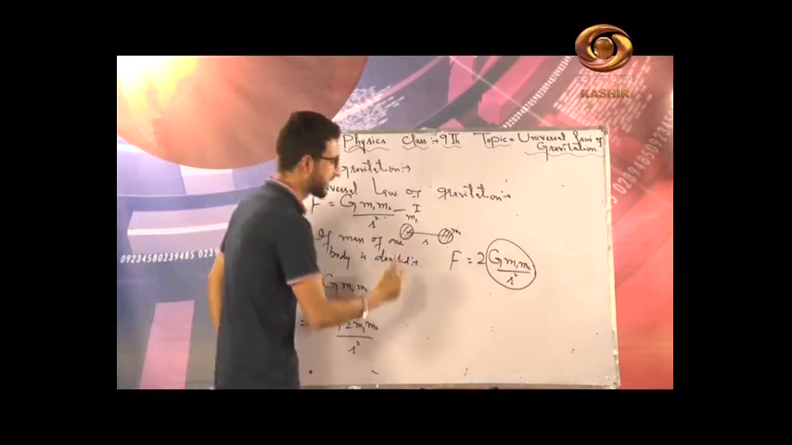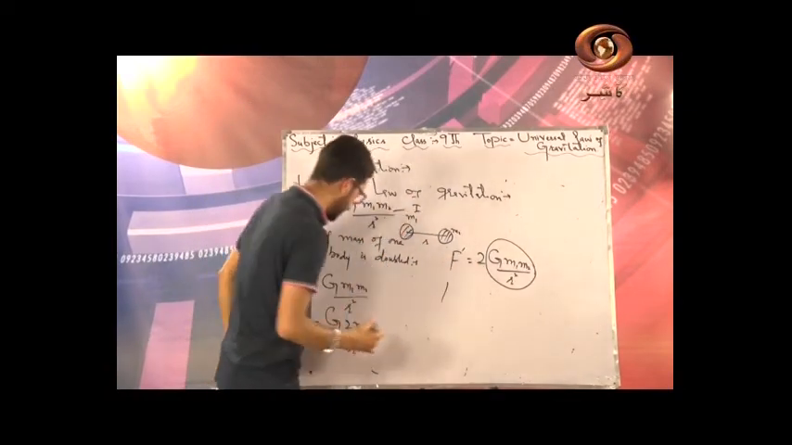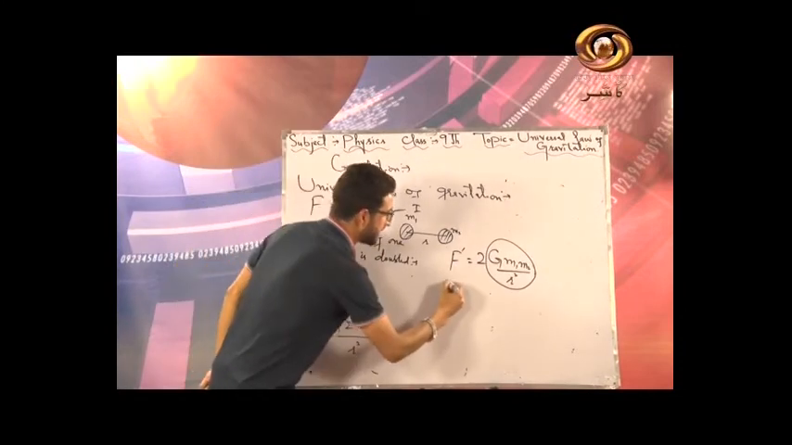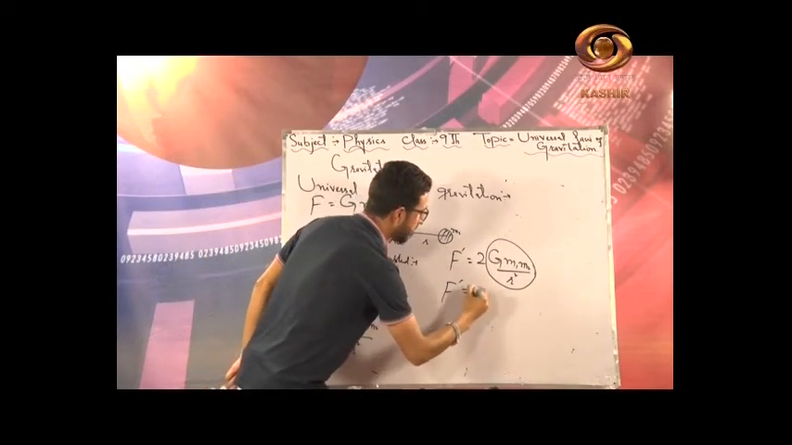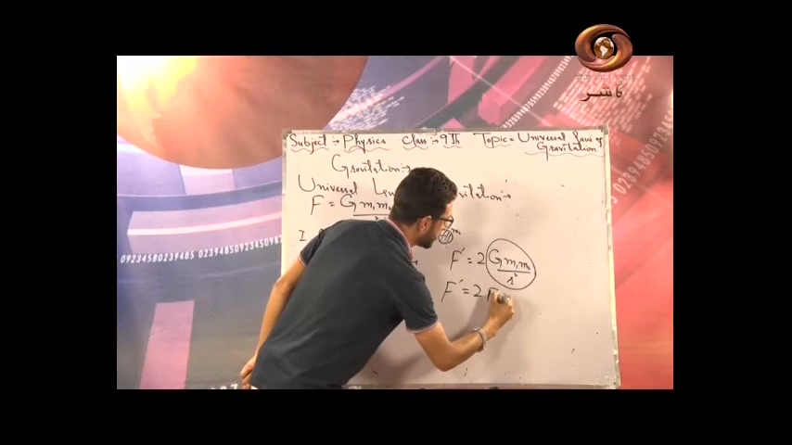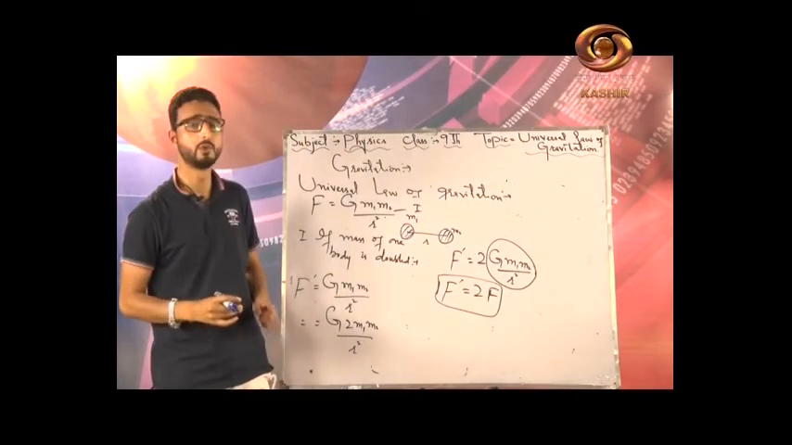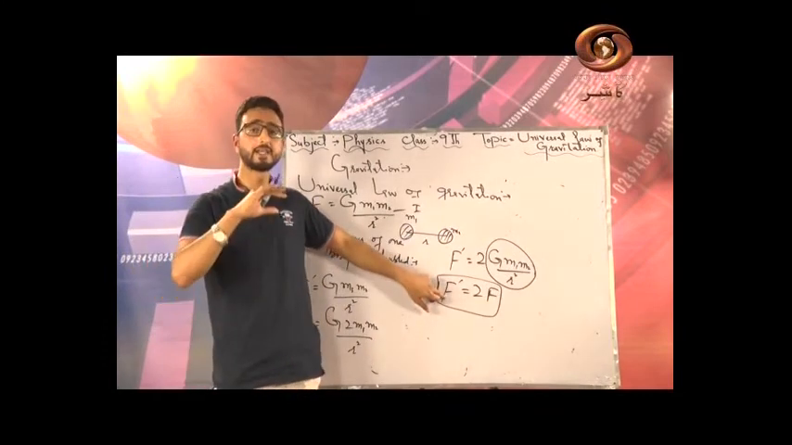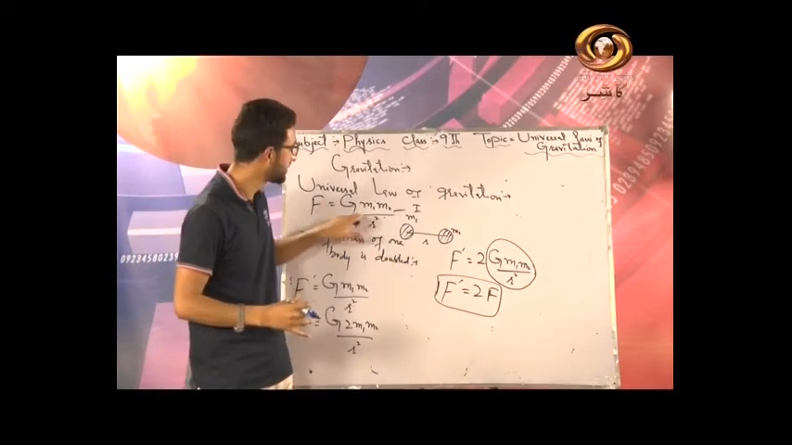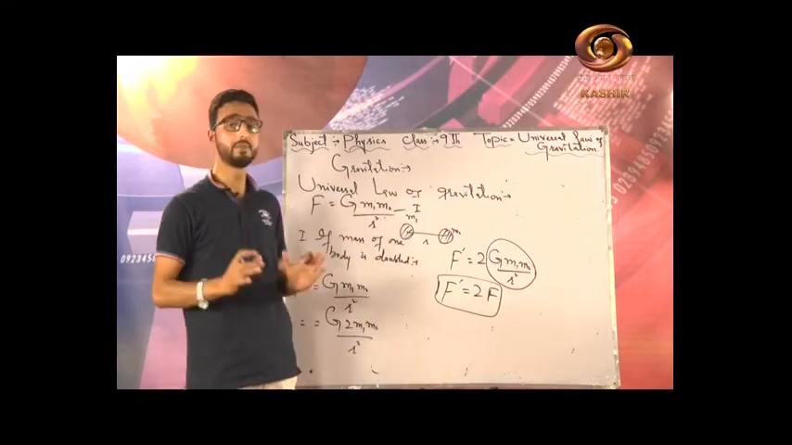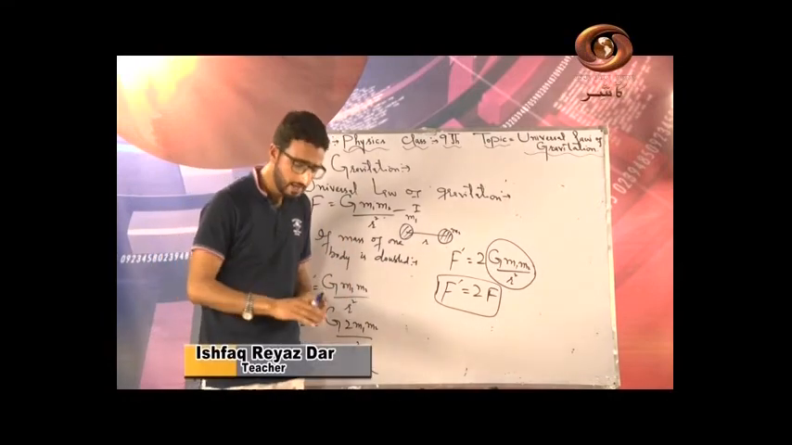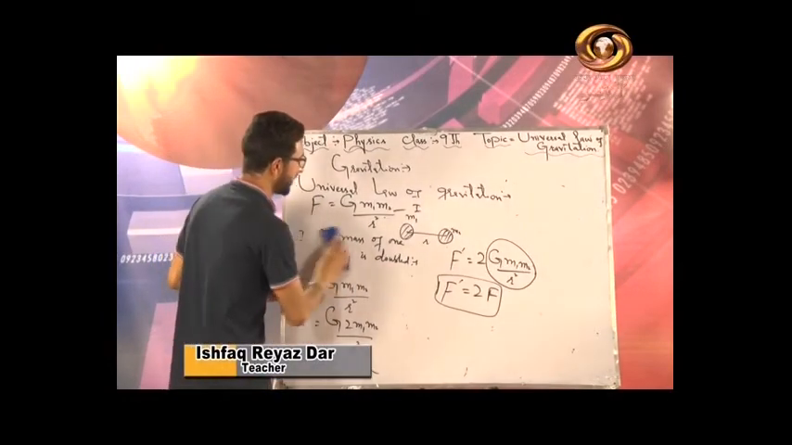Right? So I will substitute it here. So this is F prime basically on the LHS, that is the new force between the two bodies. So this is equal to 2 times the original force of attraction between the two bodies. So the force of attraction will get doubled if the mass of one of the bodies is doubled. Okay? Now one more question regarding this.